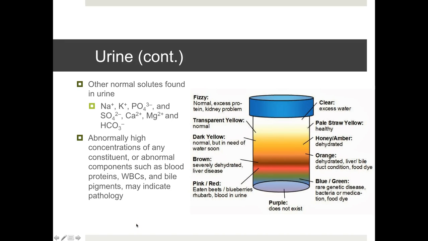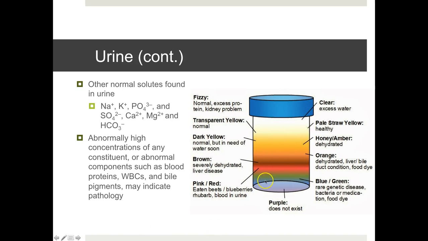So what our solutes are within our urine is sodium, potassium, phosphate ions and sulfate ions, calcium, magnesium, and our bicarbonate ion. We can have an abnormally high concentration in any constituent within our urine or abnormal components like we mentioned earlier in the urinalysis, where we have blood showing up, proteins, white blood cells, bile pigments, where we know we have some type of pathology happening within our body.